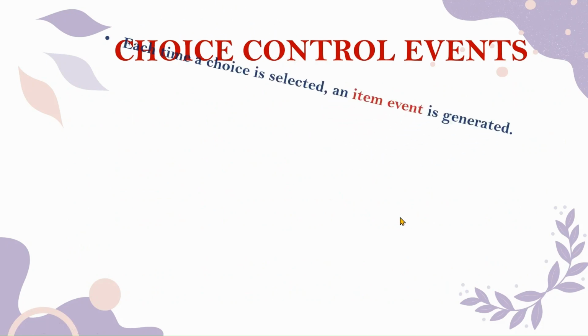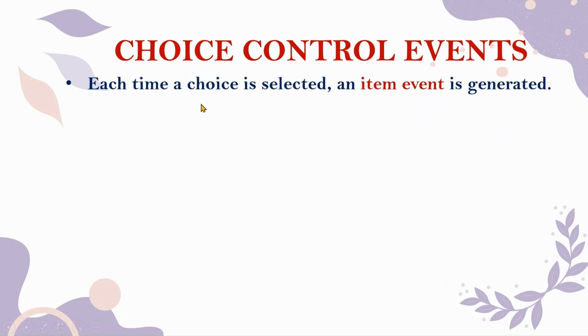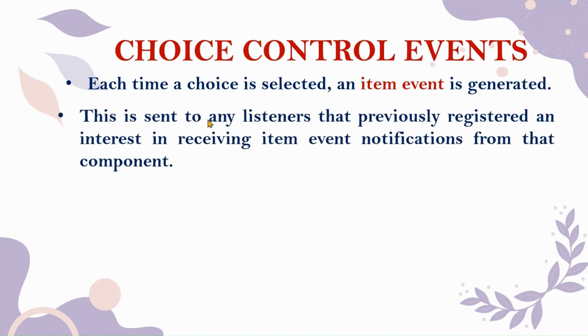Now coming to the events. Each time a choice is selected, suppose you select a particular option from the drop-down list, there is a choice control, and an item event is generated. We have already covered event handling in earlier videos. You can refer to the event handling mechanisms in my previous videos. So this choice control generates an item event whenever you select any item or option from the control.